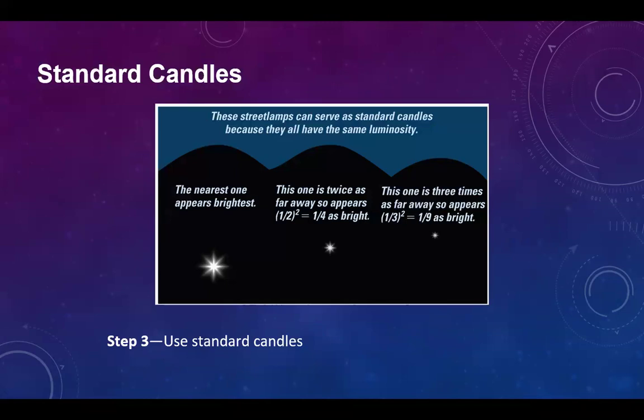An example of this is that street lamps can serve as standard candles because they all have the same luminosity. So the nearest one appears brightest. This one is twice as far away, so it's a quarter as bright. This one's 3 times as far away, so it's a ninth as bright.